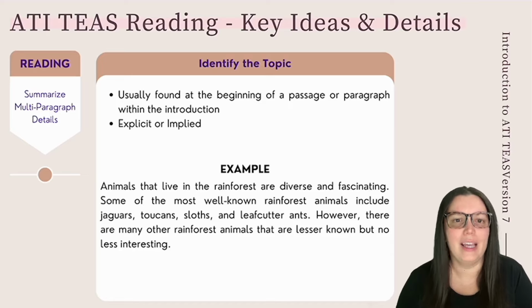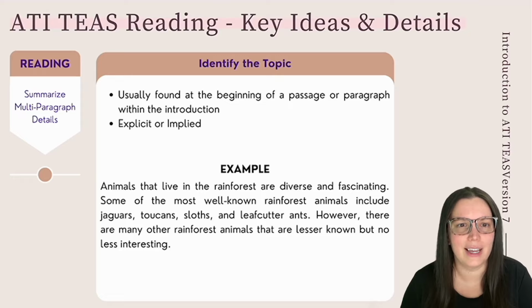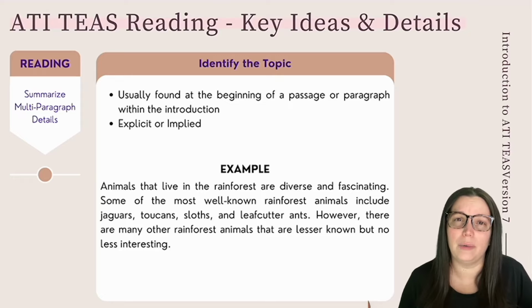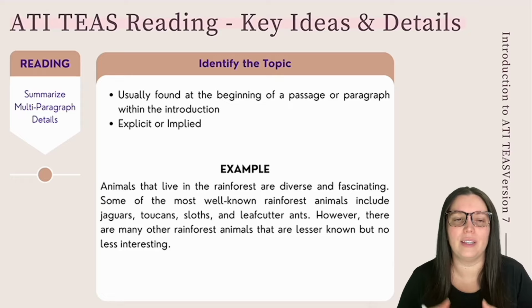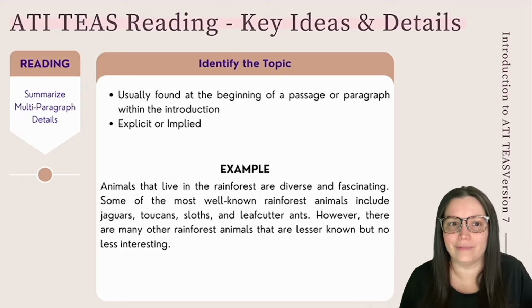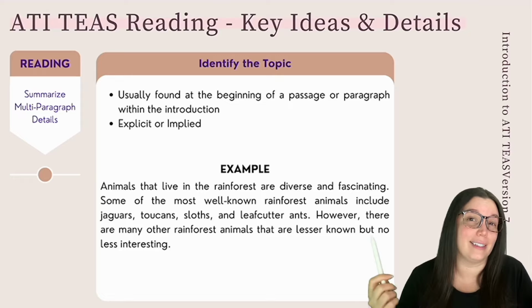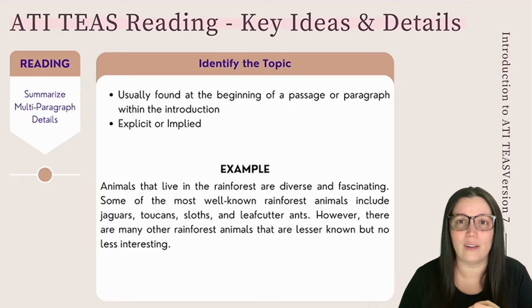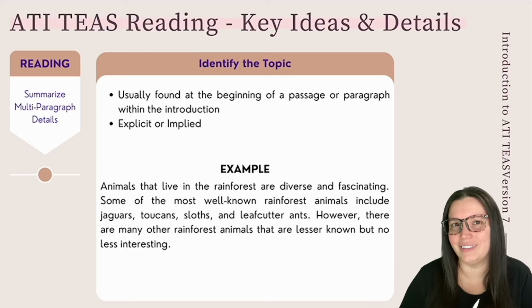For example, if a paragraph is mostly about animals that live in a rainforest, the topic of the paragraph is probably related to rainforest animals. If a paragraph is mostly about the effects of global warming, the topic of the paragraph is most likely global warming. Examples of topics in nursing textbooks could be things like body systems, vital signs, as well as palliative care. So be on the lookout for those things as well.